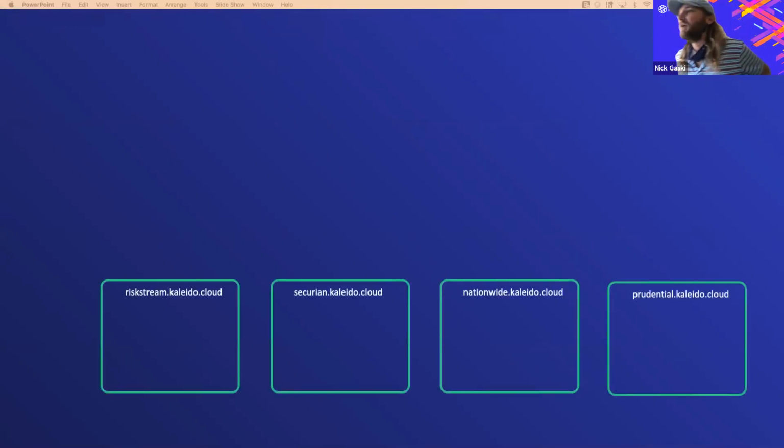Okay, here we go. All right, so what we have in Mortality Monitor is 4 instances of a DApp, a decentralized application. The players inside of this use case were RiskStream as the founder of this initiative, and then Securian, Nationwide and Prudential. So all 4 participants have their own DApp, their own dedicated Kaleido infrastructure and their own dedicated configurations, nodes, IPFS nodes, document stores, et cetera.